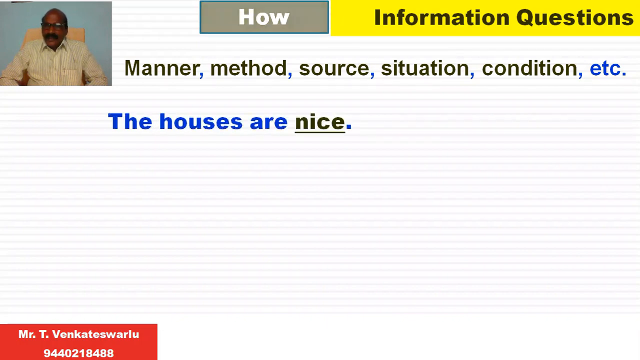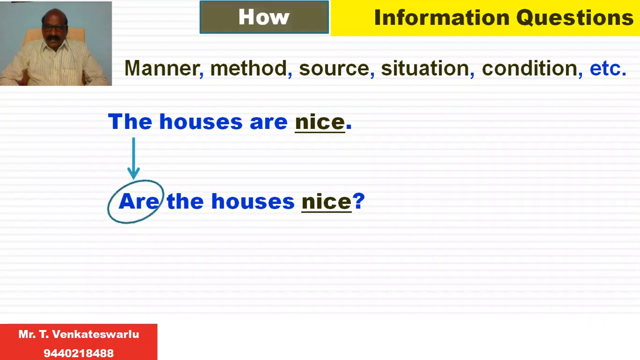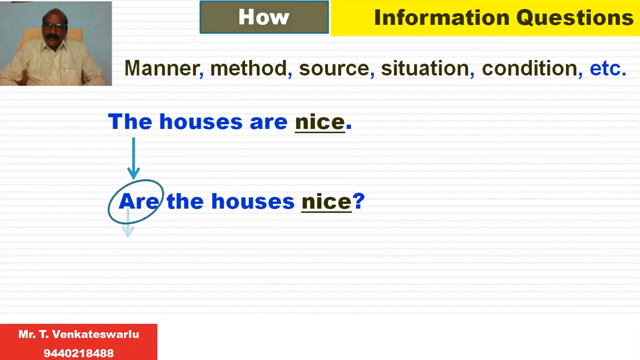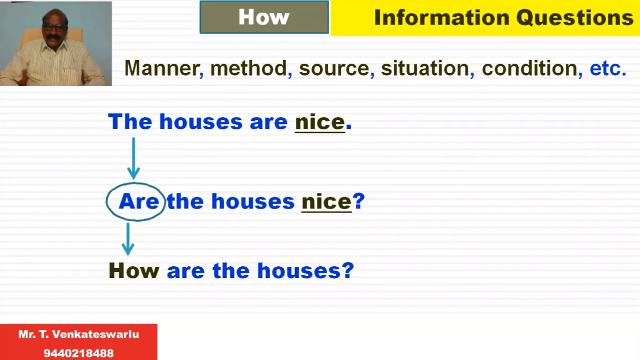Next example. The houses are nice. This is the statement. Let it be changed into a yes or no type question by inverting the subject and the verb. Are the houses nice? And the underlined part nice refers to the condition of the houses. So we have to use how at the beginning. How are the houses? And the underlined part is deleted.